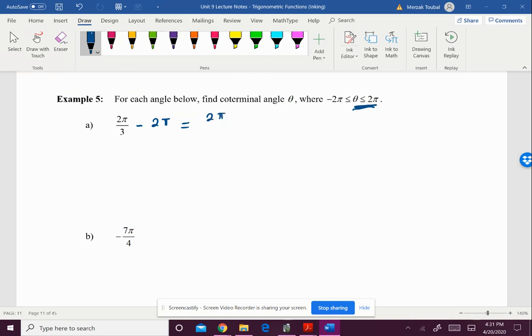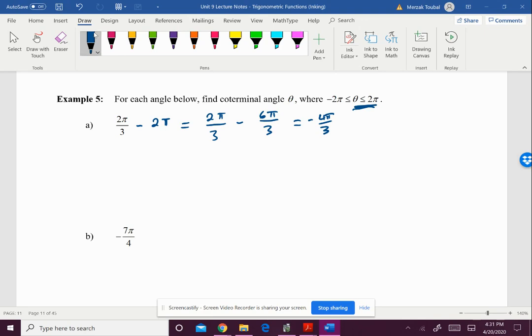So we have 2 pi over 3 minus 6 pi over 3. Multiply the 2 by 3 and 1 by 3. 2 pi minus 6 pi, that's negative 4 pi over 3. So negative 4 pi over 3 is a coterminal angle.